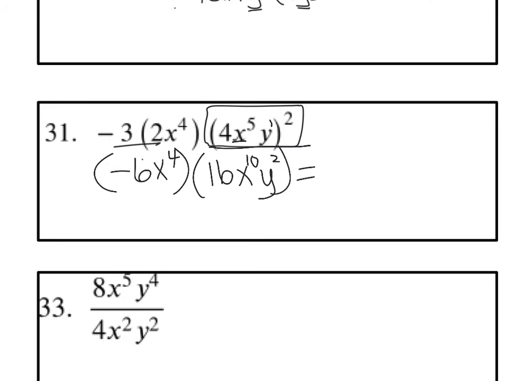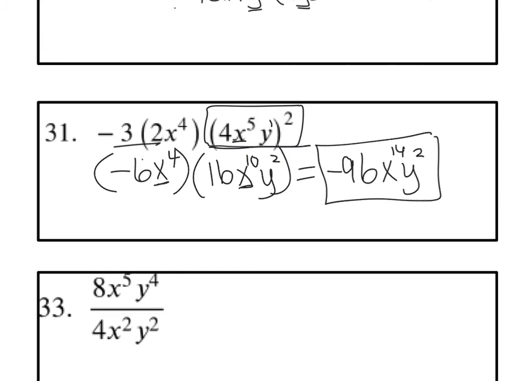Now I'm going to multiply. Negative 6 times 16 is negative 96. X to the 4th times x to the 10th. We're adding our exponents. And then y squared. Just write it down. So that would be your answer.